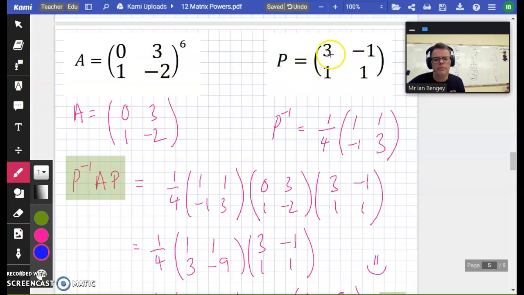So I introduced this matrix P, which is directly linked to this matrix. This is a very special matrix. It's not just kind of randomly chosen, it's been calculated. I haven't told you how yet.